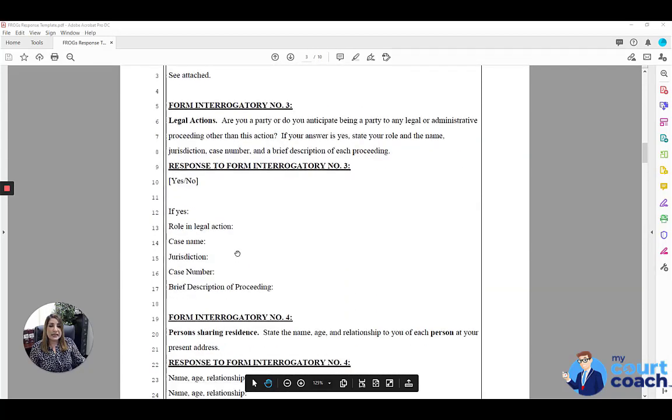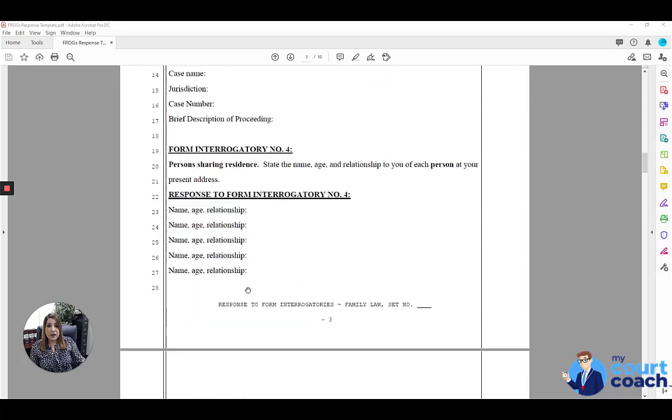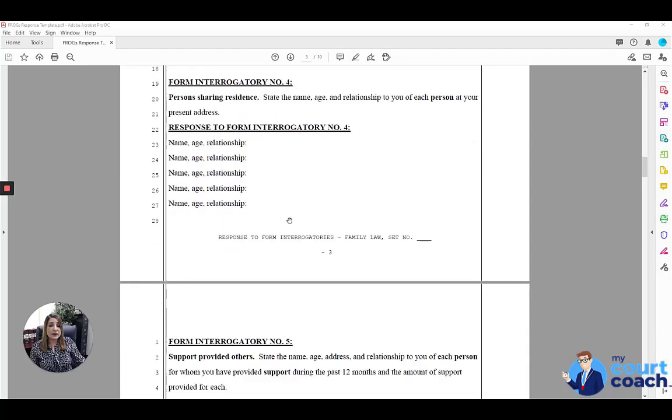Item number 3 is, again, a yes or no question. It's asking about if you are involved in any other legal proceedings or anticipate being involved in any other legal proceedings. If yes, then again, there's all these items you need to provide information on. Item number 4 is asking about persons sharing your residence. They want you to state the name, age, and relationship to you of each person at your present address. Again, I broke out each component: name, age, relationship. If there are none, just say none.